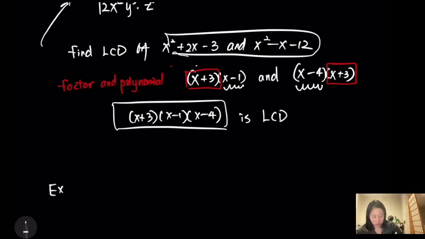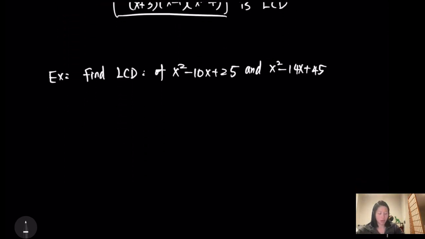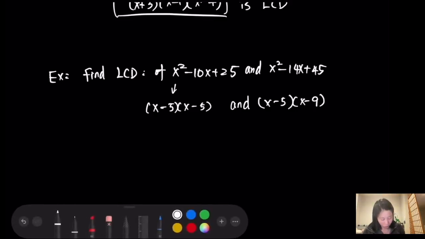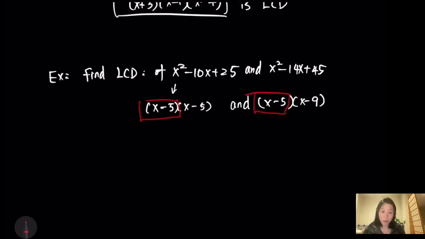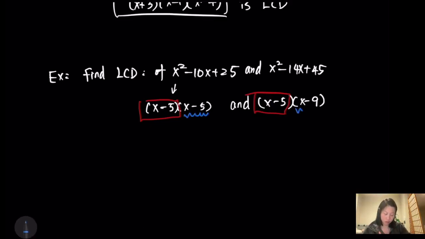Okay, let's do another exercise: find the least common denominator of x squared minus 10x plus 25 and x squared minus 14x plus 45. Again, you always start with factoring. When you factor the first one using the AC method, you will have x minus 5 times x minus 5. The second one, using the AC method, I have x minus 5 times x minus 9. Now, the common factor we just need to write down once. We have x minus 5. They both contain one x minus 5. And then the unique ones are another x minus 5 and x minus 9.